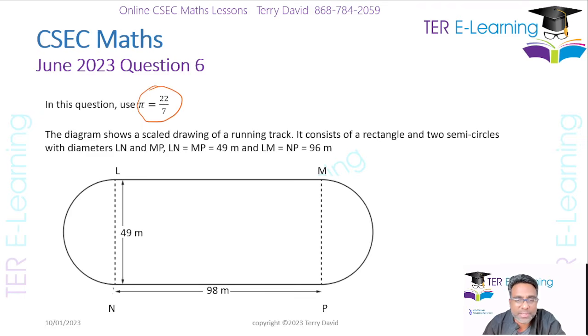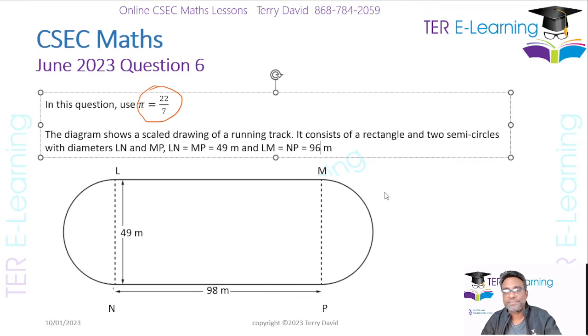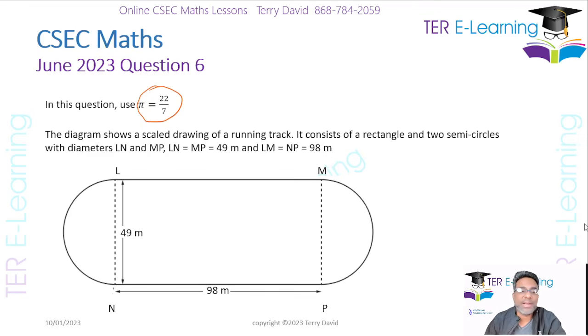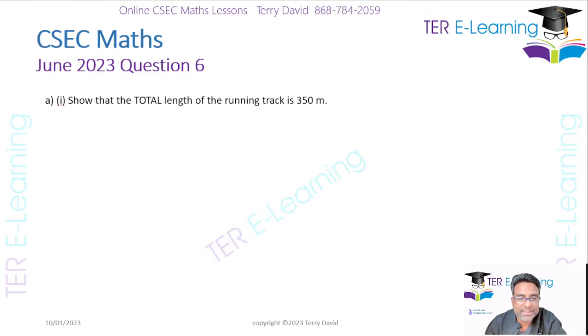Just now, let me double check something here. I see I have 96 and 98. Hold up. All right, so it should be 98. So this should be 98 here. All right, so we have this track here. What do I want from it? They said show that the total length of the track is 350 meters, right?